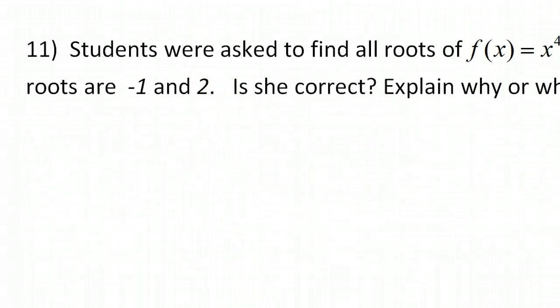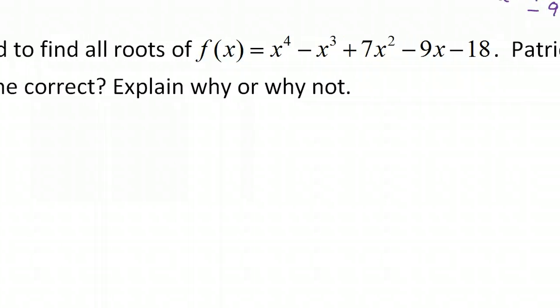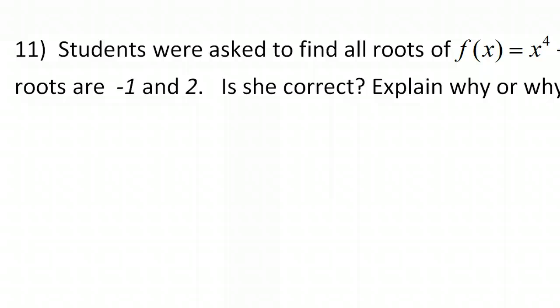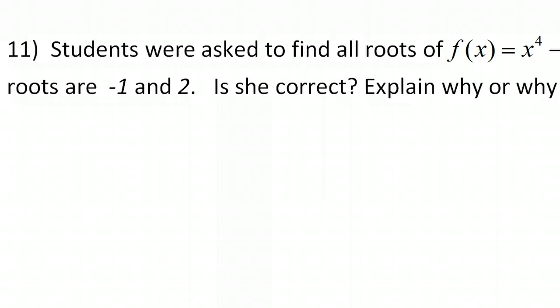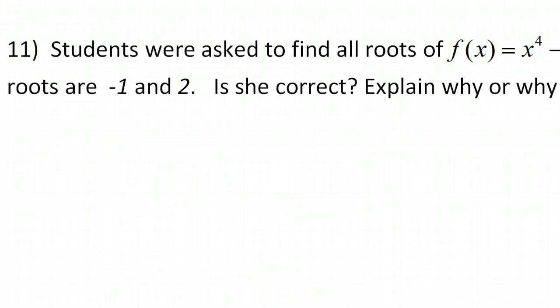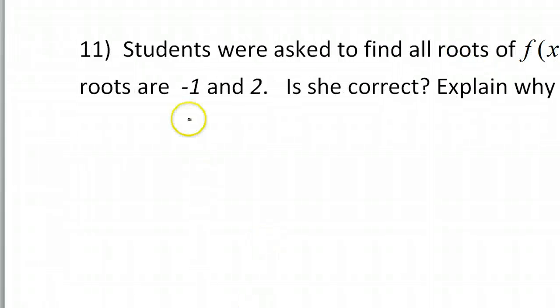Alright, number 11. Students were asked to find all of the roots of this polynomial. Patricia claims that the only two roots are negative 1 and 2. Is she correct? We're supposed to explain. Well, obviously she's not correct, because the degree is 4. That means that there are 4 zeros, and this is only 2 of them. So there must be 2 more. Just write that up in some sort of sentence, and that's it.